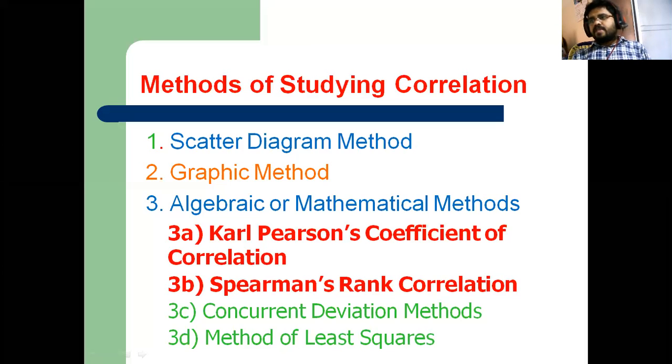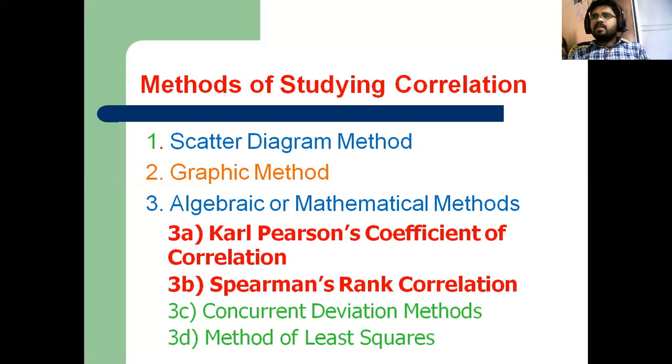That is, the methods of studying correlation. In order to understand what correlation is, there are some different methods to study it. The first method is the scatter diagram method. The second one is the graphic method. The third one is the algebraic or mathematical methods. So there are mainly three types: scatter diagram, graphic method, and algebraic or mathematical methods.